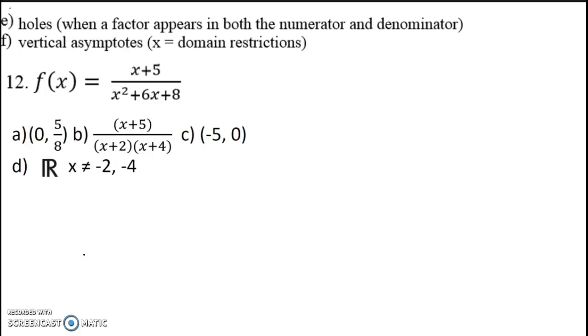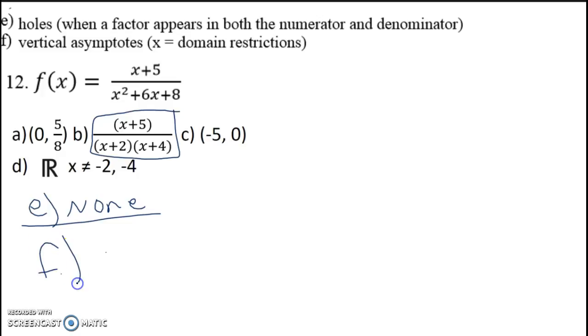So looking at number 12, same idea. A, B, C, and D are done. We did those last week. We're talking about holes. We're looking for factors that are in both the numerator and the denominator. Do we have any factors that are in both the numerator and the denominator? No, we do not. So E is none. No holes. All right, my vertical asymptotes are my domain restrictions.